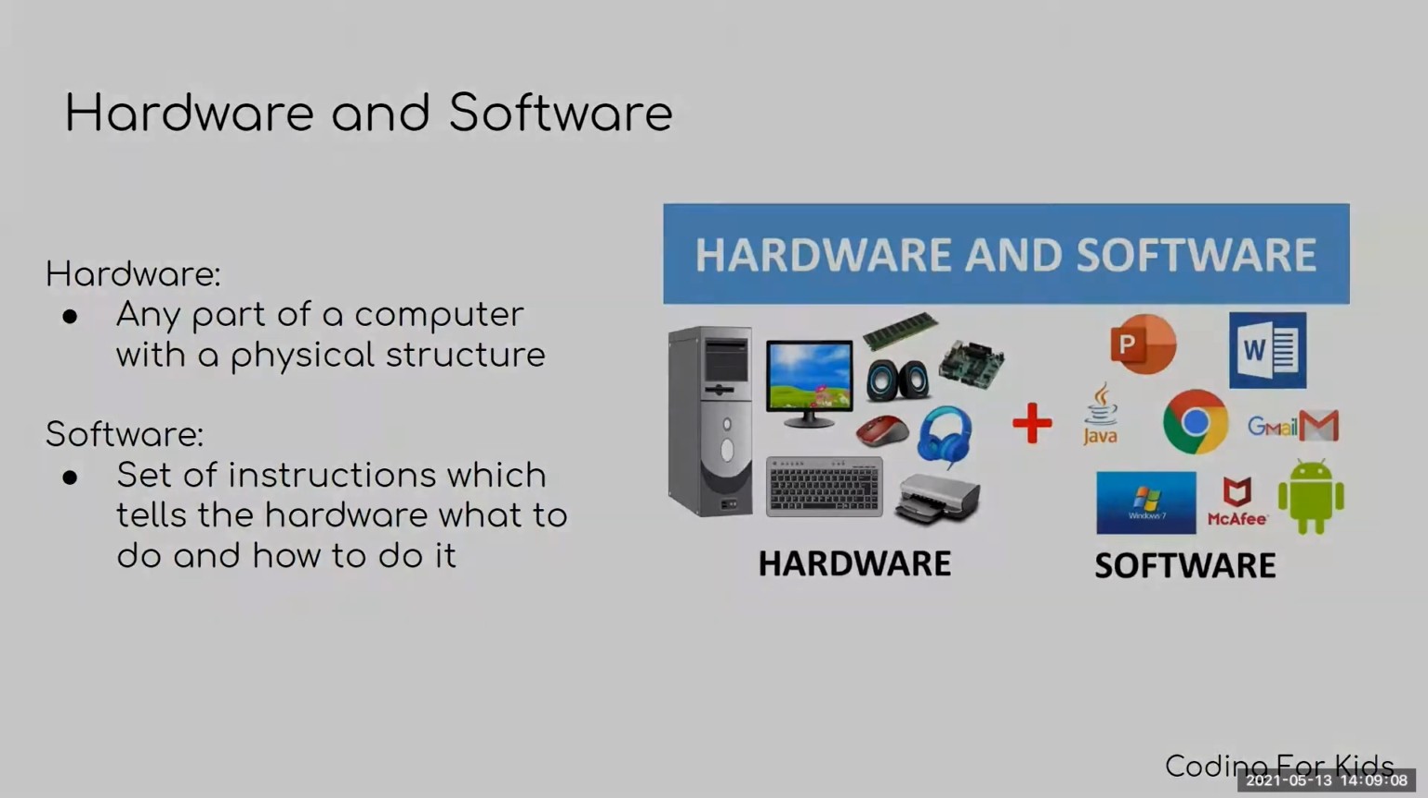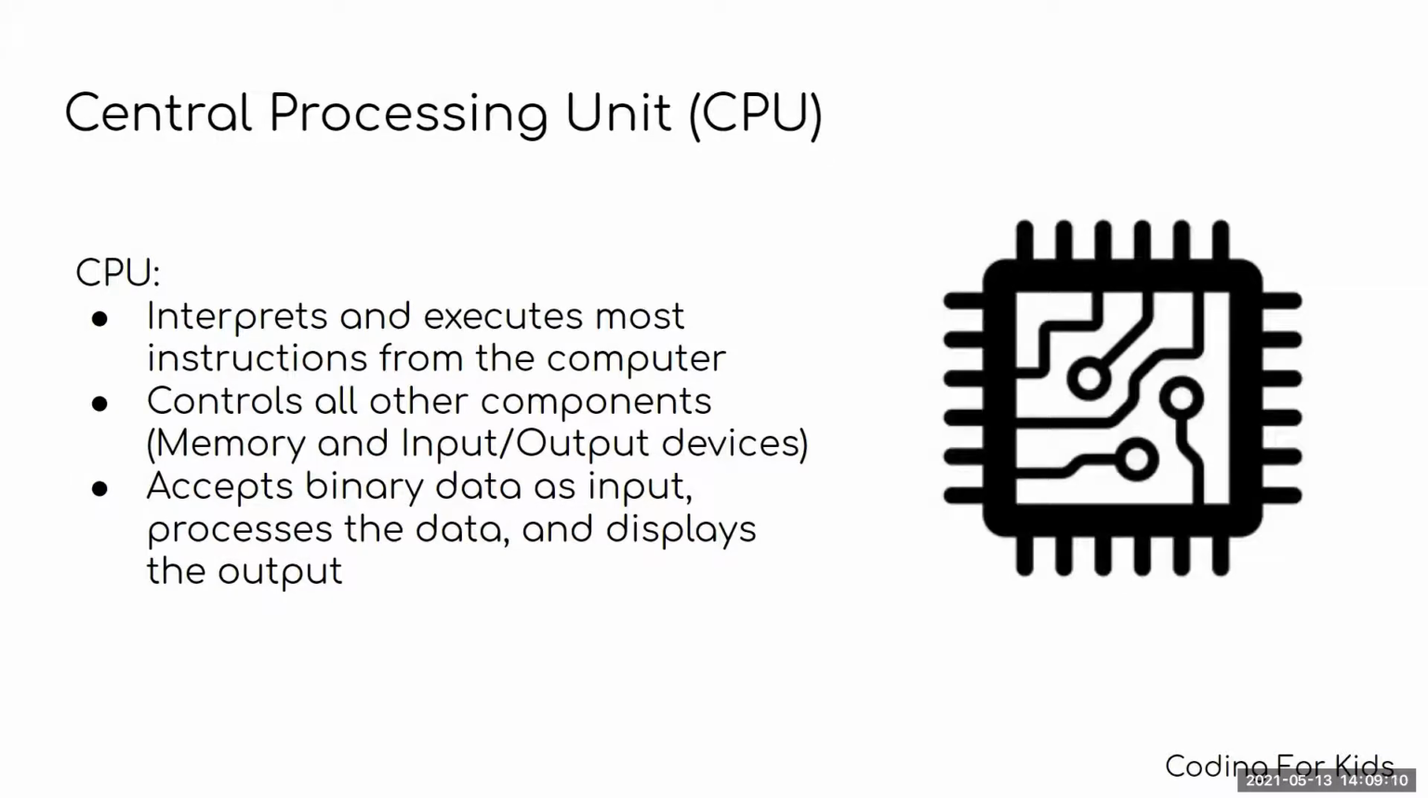So now let's go on to the central processing unit, or the CPU. You might have heard of the CPU before because it is a common term we use when talking about computers. So what is the CPU? You can think of the CPU as the brain of the computer. It interprets and executes most instructions from the computer. So this is what does all the hard work. And also it controls all other components.